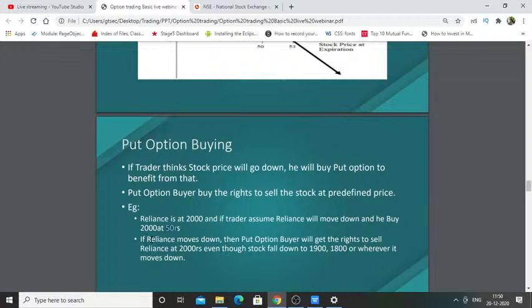if the stock starts moving downside, let's assume for an example that you are holding one lot equal amount of shares in your demat account. You are worried that something bad is going to happen in Reliance, and if something bad happens, you are not okay to incur the losses. So you have to sell it at the 2000 rupees itself. In this case, what you can do is buy one put option at 2000 rupees at the premium of 50 rupees.